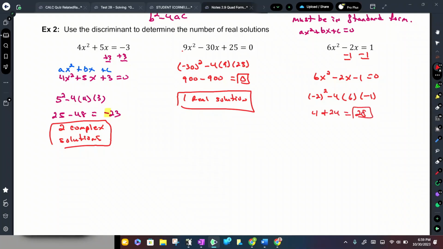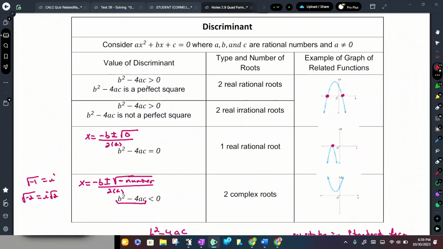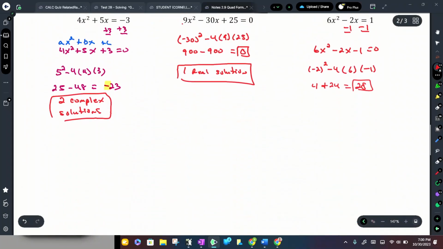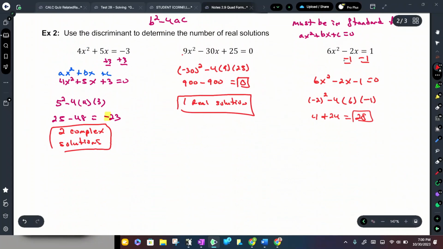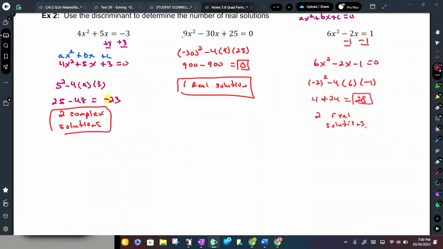That's a positive value. If we come back up here, our value is greater than 0. So we have two solutions. We're crossing the x-axis in two different places. We could use the rest of the quadratic formula to figure this out, but we don't have to. We have two real solutions.